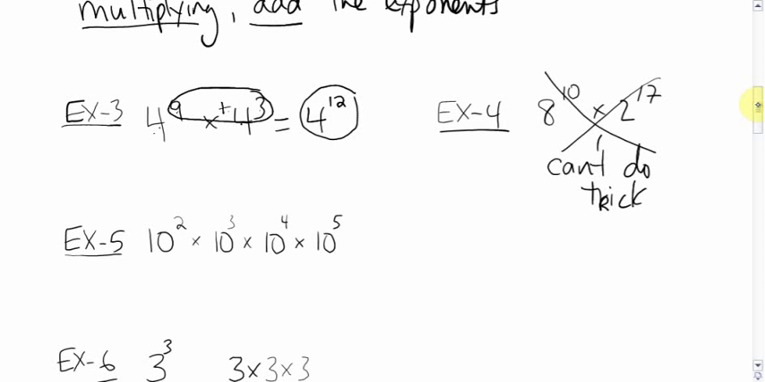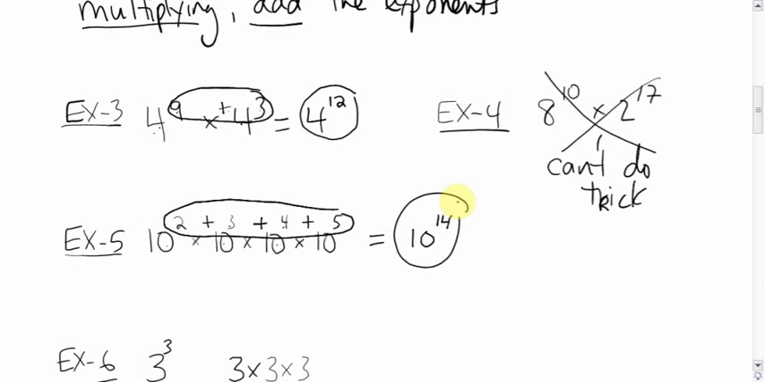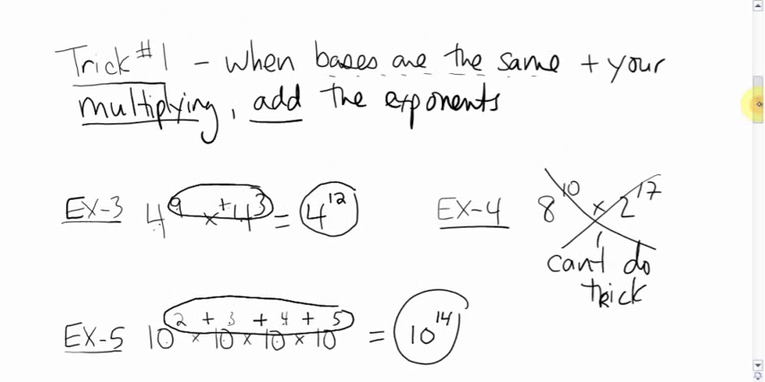Can you on this one? Yes, you can. There are the same bases. There's the exponents, but there's not just 2. There's 4 exponents. See this? No big deal. Add them all up. 2 plus 3 is 5. 5 plus 4 is 9. 9 plus 5, 14. 10 to the power 14. That's it. Okay, so that is trick number 1. When the bases are the same and you're multiplying, you just add the exponents.